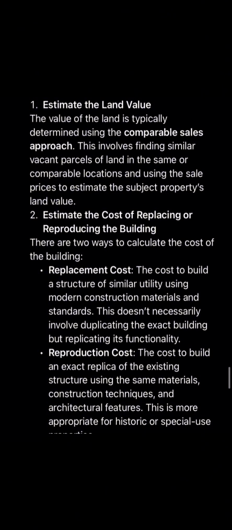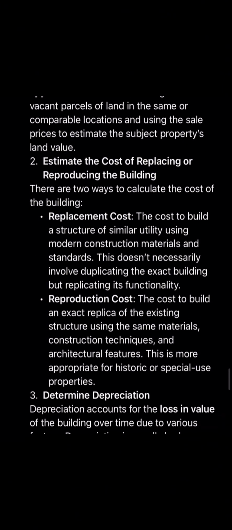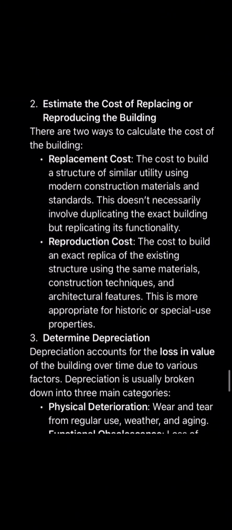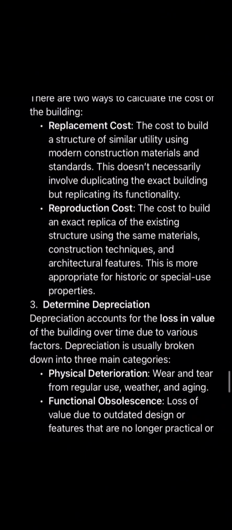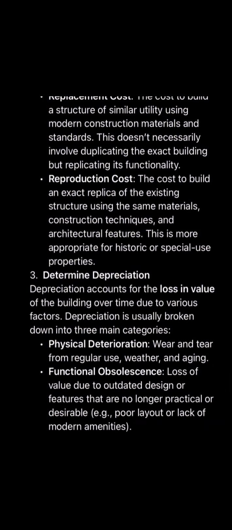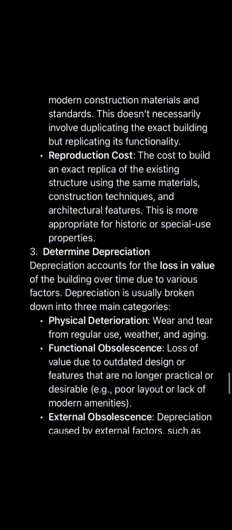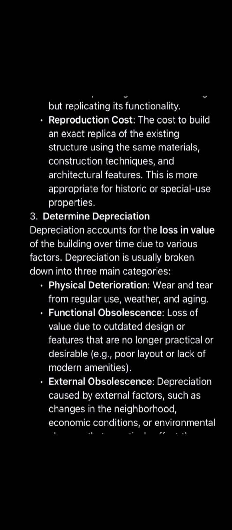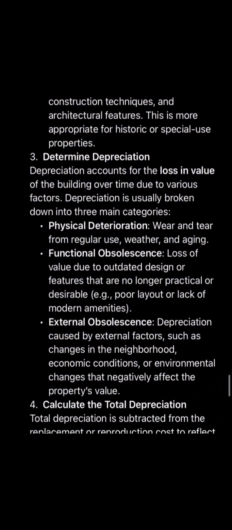2. Estimate the cost of replacing or reproducing the building. There are two ways to calculate the cost of the building. Replacement cost: the cost to build a structure of similar utility using modern construction materials and standards. This doesn't necessarily involve duplicating the exact building, but replicating its functionality. Reproduction cost: the cost to build an exact replica of the existing structure using the same materials, construction techniques, and architectural features. This is more appropriate for historic or special use properties.